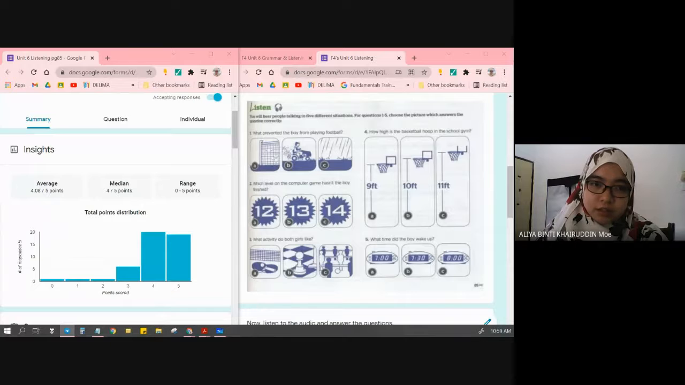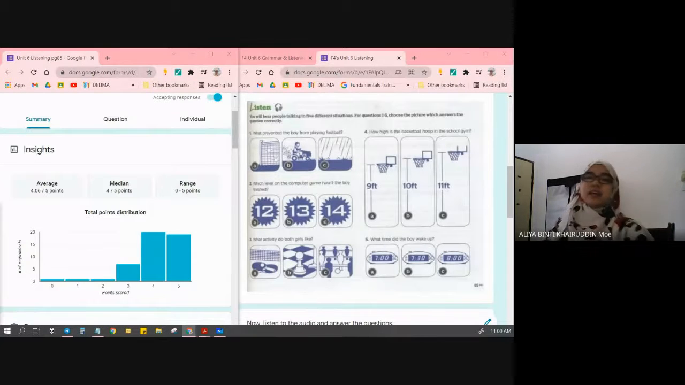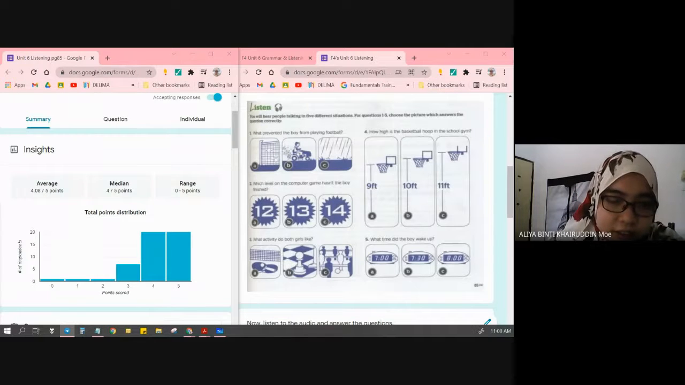Esok vaksin kat Pesada. Siapa datang Pesada esok hari insyaAllah jumpa saya. Fine. It's 11 now. Okay. Let's discuss the answers. Saya panggil balik.